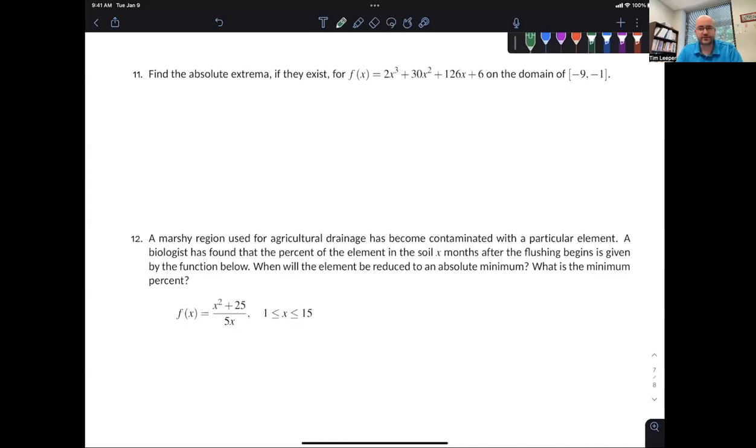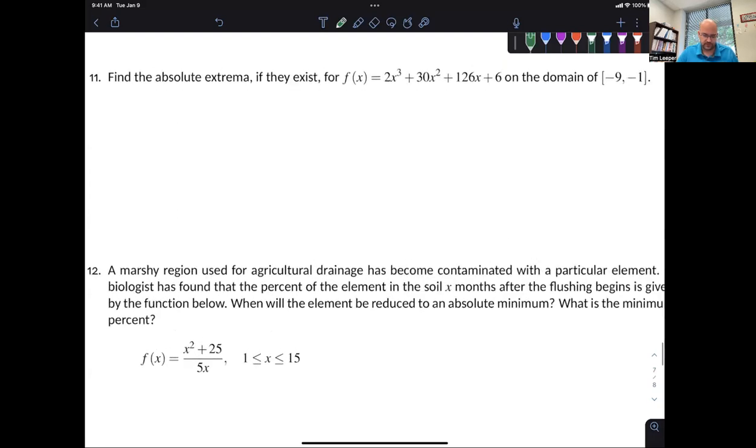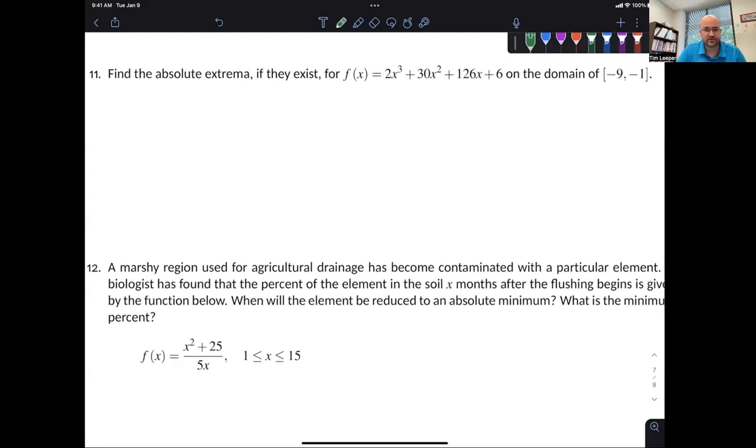Hello. In this video, I want to look at question 11 on exam 3 review. It says find the absolute extrema, if they exist, for f of x equals 2x cubed plus 30x squared plus 126x plus 6 on the domain from -9 to -1.